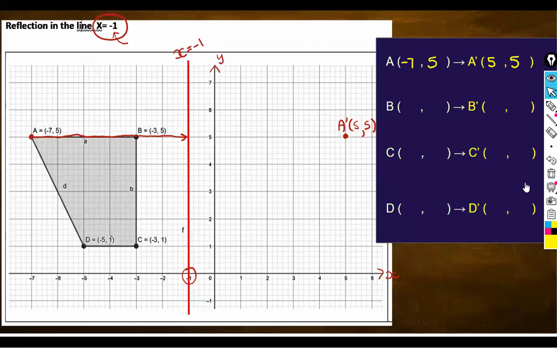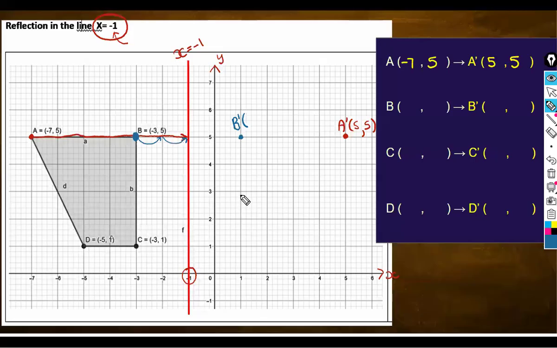I'll see if I use a different color for B. I'll use blue. So B starts here. And B is how much from the mirror? 1, 2, right? It's 2 horizontal blocks from the mirror, which is the red line. So that means on the other side, it will also be what? 2. 1, 2. You're counting from the red line. 1, 2. So I think B prime will end up here.